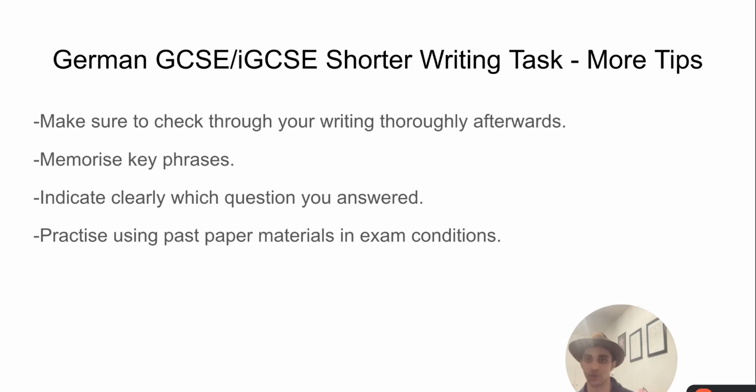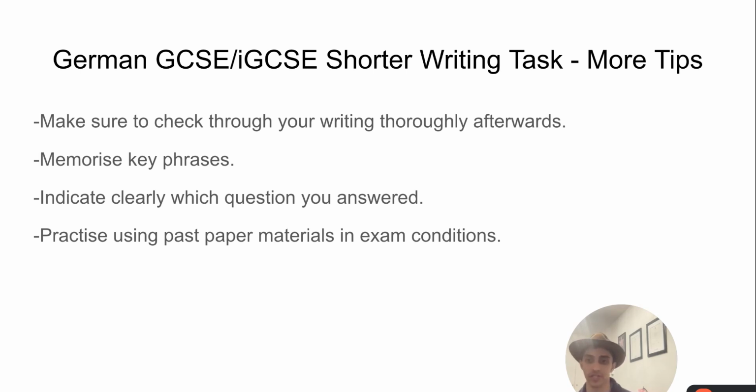Whenever you've got a choice of questions, you must indicate very clearly on the exam paper which one it is that you've chosen to answer. If you don't, then the examiners, I believe, would normally have to assume that you've answered the first of those questions, which could lead to a lot of lost marks. So be careful about that, and of course, make sure to check that as well.